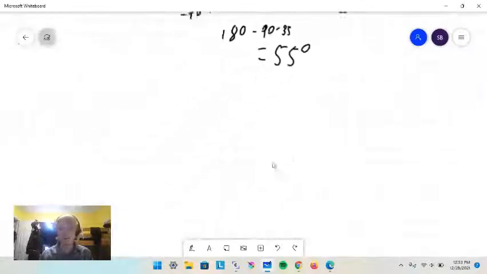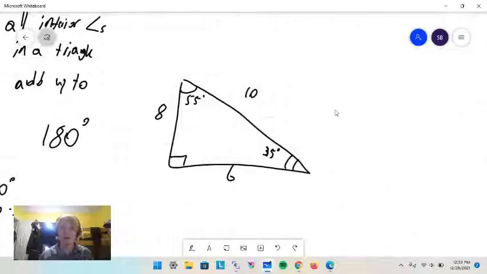That's pretty much all you need to know. That is how you find sides and angles with that information.